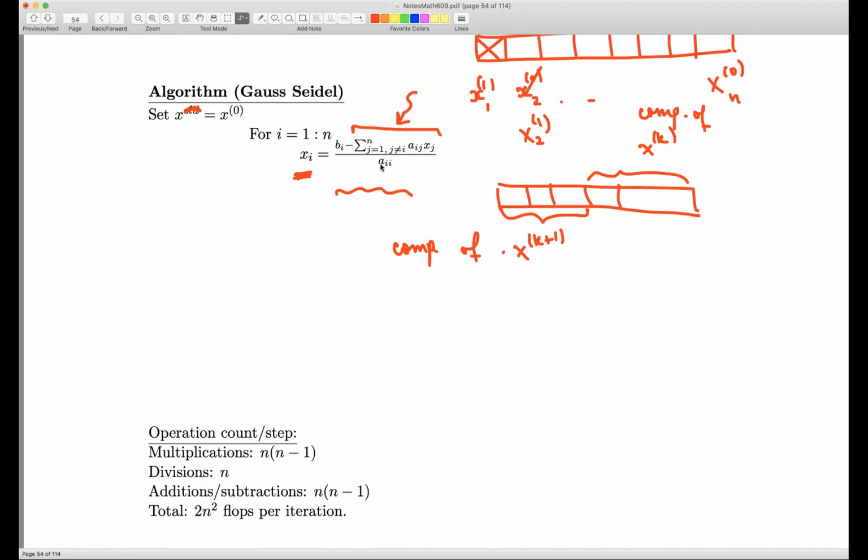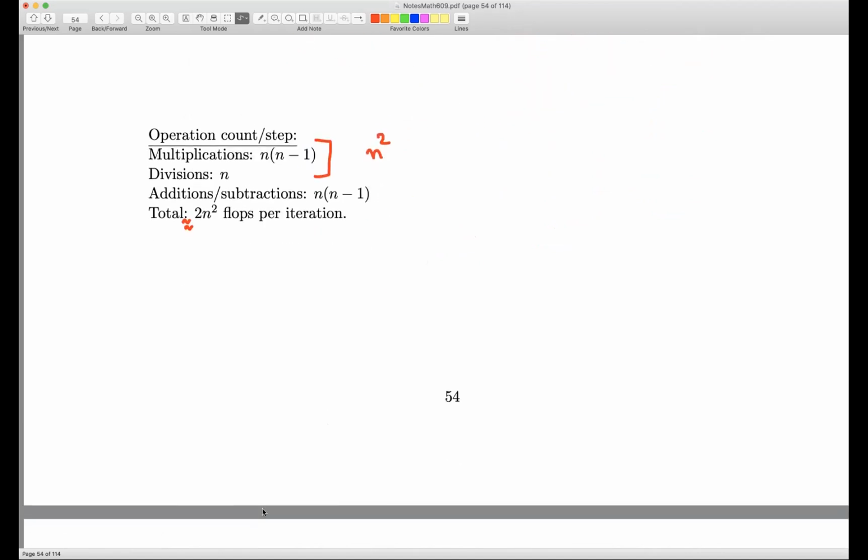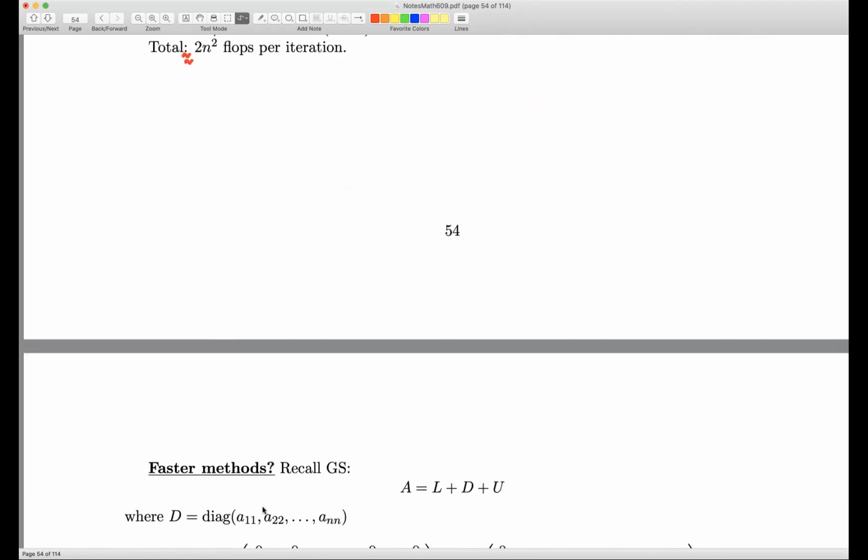Since for every i we have n minus 1 subtractions, and i runs from 1 to n, we'll have n times n minus 1 subtractions, and therefore at the end approximately 2n squared flops per iteration. Or if you talk about only multiplications and divisions, we will have n squared multiplications and divisions, because it will be n squared minus n plus n, which gives you exactly n squared multiplications or divisions.